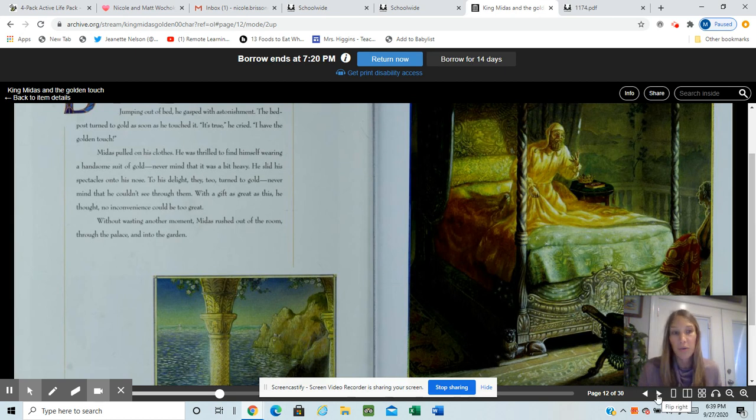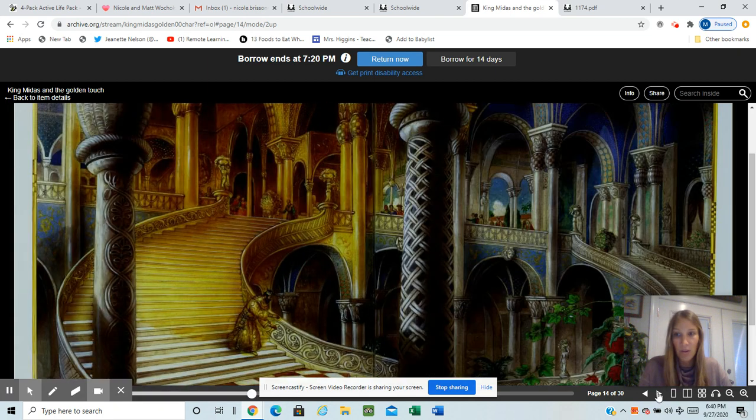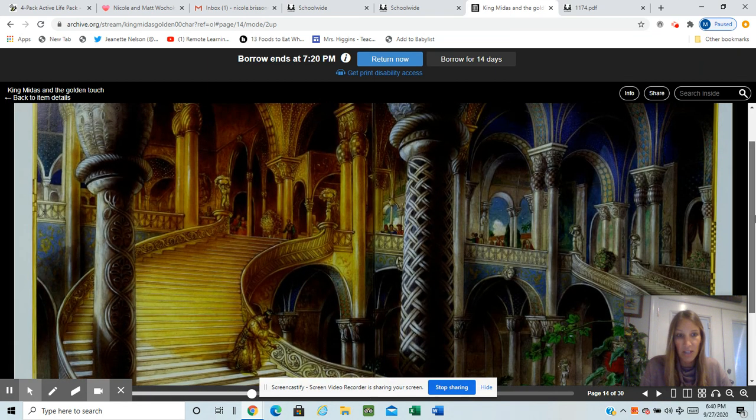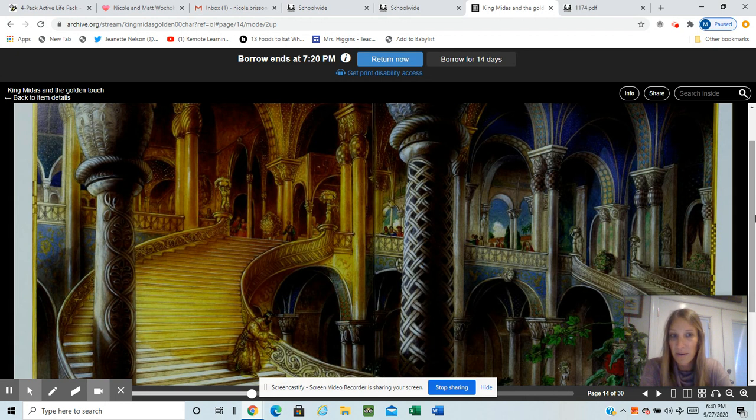Actually, I'm going to show you the next picture, and I want you to make a prediction of what you think is going to happen, and as you can see, what is happening. And this is where we're going to stop for the day, and we will continue the rest of the book tomorrow. So I'm just going to show you this page, which is a full illustration. And I want you to make a prediction of what you think is going to happen as we continue to read the story. You can see King Midas right down here. Take a look at the full picture.